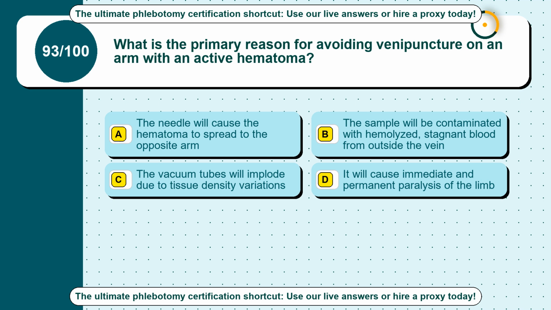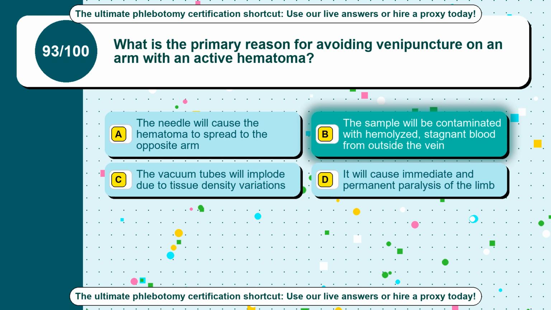Option C, the vacuum tubes will implode due to tissue density variations. Option D, it will cause immediate and permanent paralysis of the limb. The correct answer is option B, the sample will be contaminated with hemolyzed, stagnant blood from outside the vein.